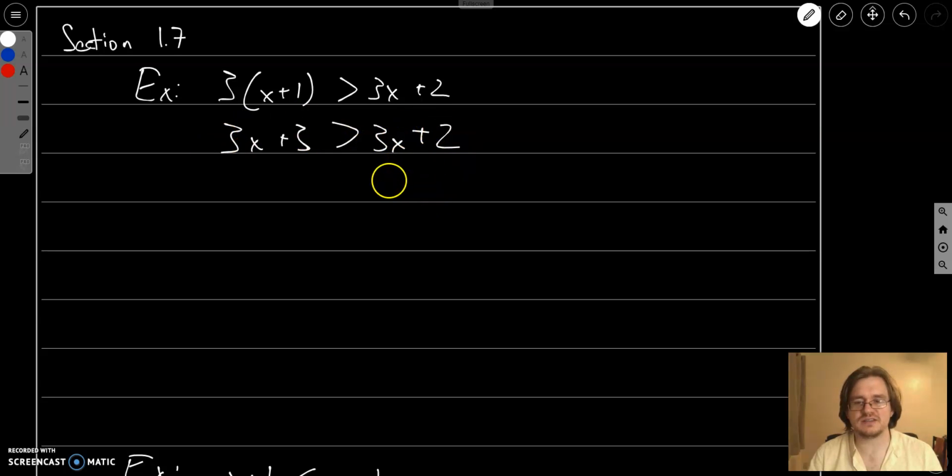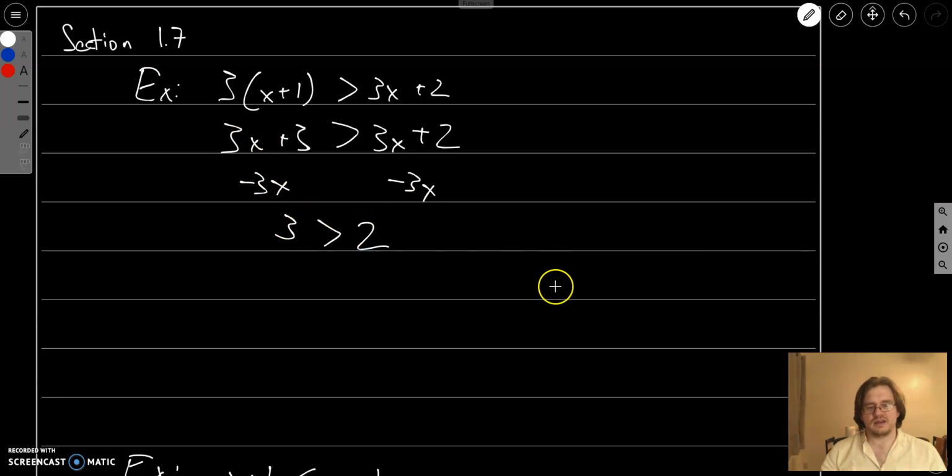So I'll get all my x's on one side, I'll subtract the 3x, and everything sort of cancels here. So I'll have 3 after the 3x and the negative 3x cancel. It's greater than 2. Now if we sit back for a second and ask ourselves, what does this mean? 3 is always greater than 2. So this is always true.